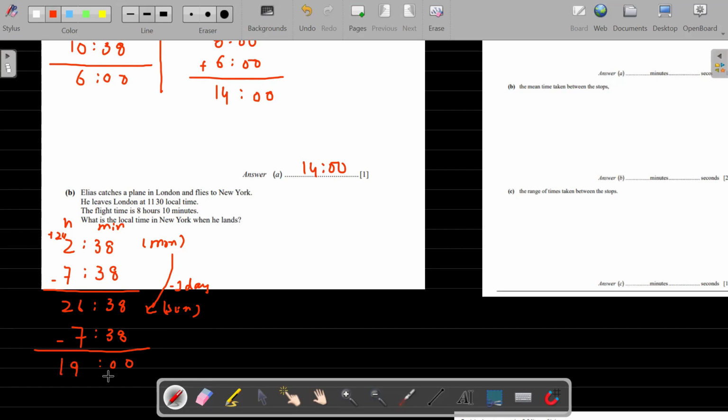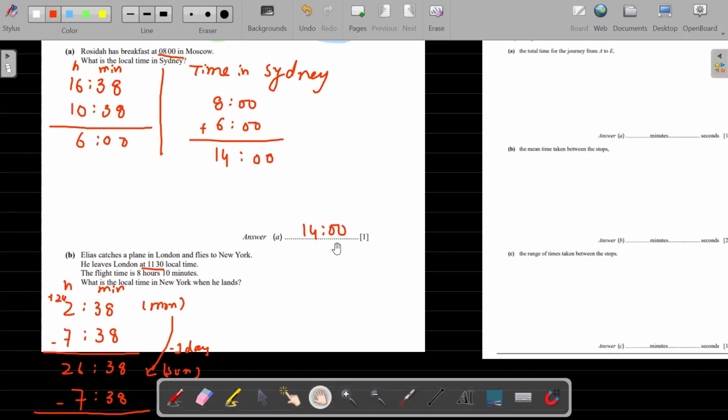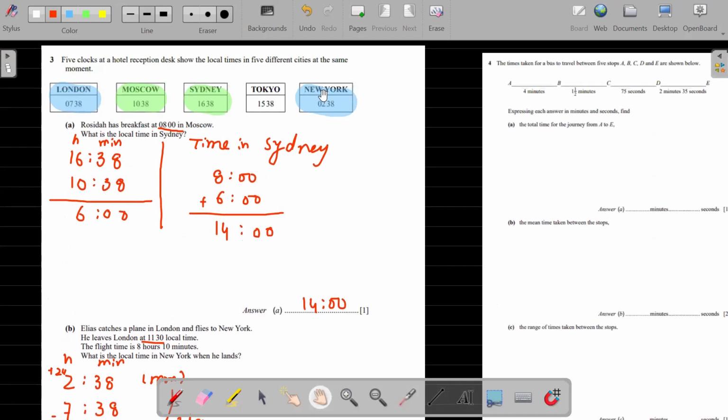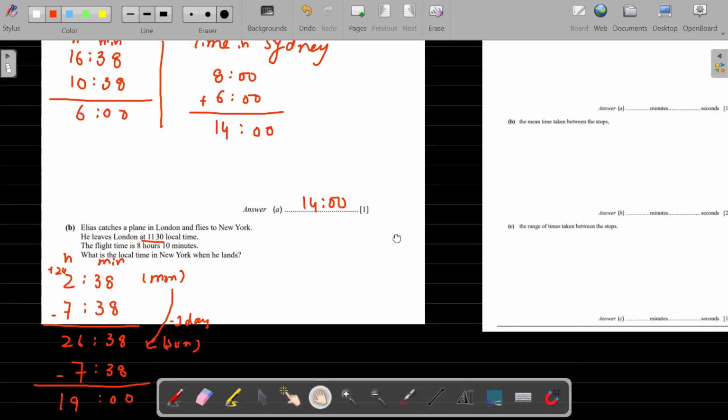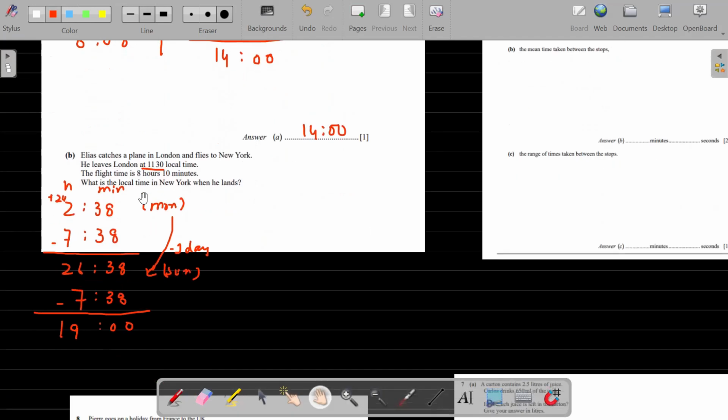Okay, 19 hours is the time difference between them. Now it says that he leaves London at 11:30. You can see from here, New York is ahead of London by 19 hours. All right. Now it says that the flight Elias leaves London at 11:30 local time. 11:30 local time. The flight takes, okay.